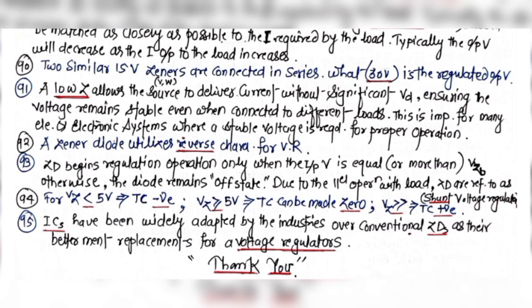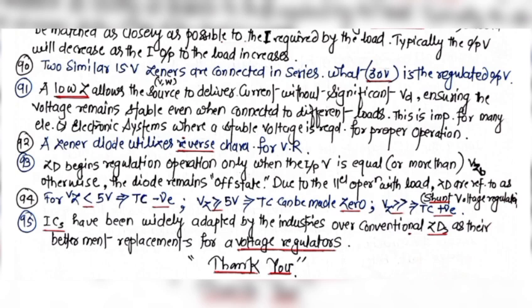A Zener diode utilizes reverse characteristics for voltage regulation. A Zener diode begins regulation operation only when the input voltage is equal to or more than the Zener breakdown voltage. Otherwise, the diode remains in the off state. Due to the parallel operation with the load, Zener diodes are referred to as shunt voltage regulators.